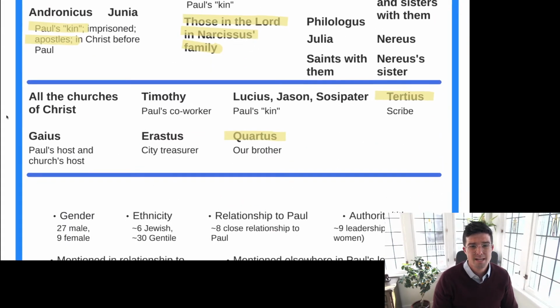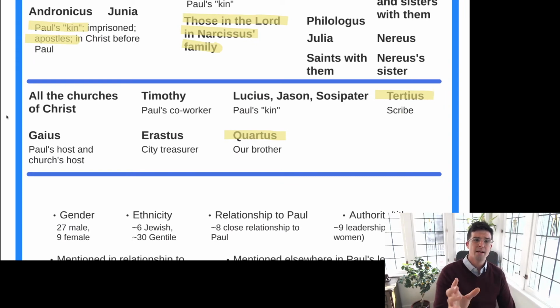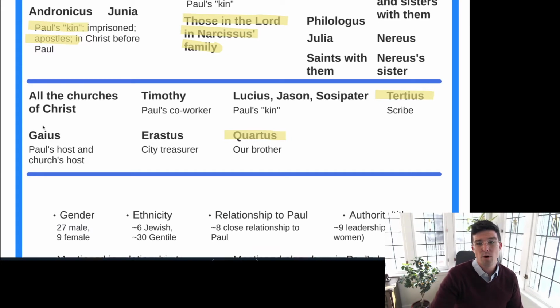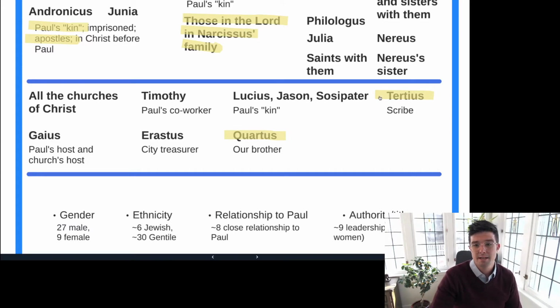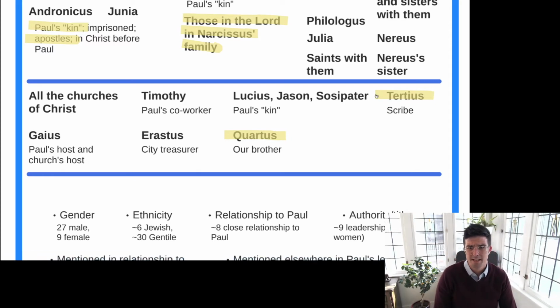And then with respect to a couple other figures, we have quite the opposite with names like Tertius and Quartus. These names are literally 3 and 4 respectively. And oftentimes these kinds of names that are simply numbers are the names of slaves or former slaves. So we've talked previously in this course about slaves and freed persons.